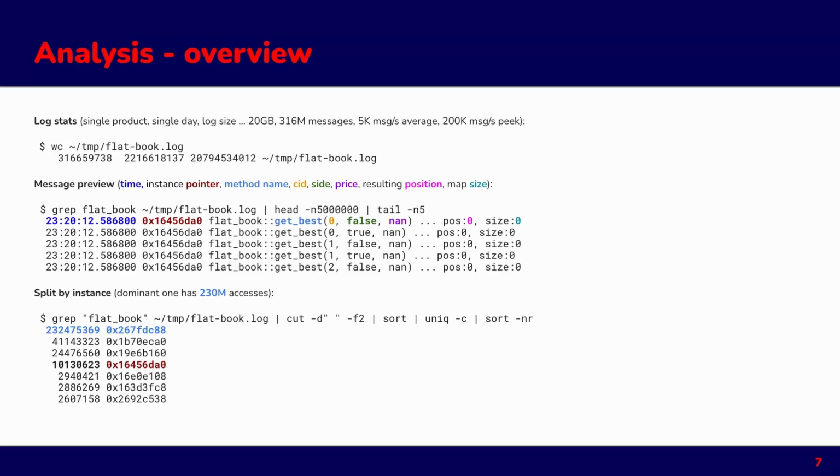And we can split the log by instance. Then you can see that the hottest book has 230 millions of accesses, and the second one 41, and so on. So there is a dominant book there.